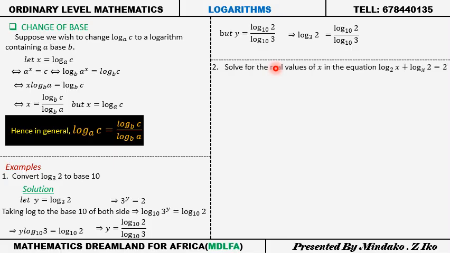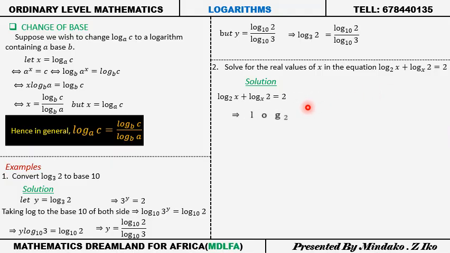Okay, let's look at our example 2. Solve for the real values of x in the equation: log of x to the base 2 plus log of 2 to the base x being equal to 2. Now, I notice that the base x is unknown, so it means I'm going to change this base x to base 2. Okay, so let's look at the solution.